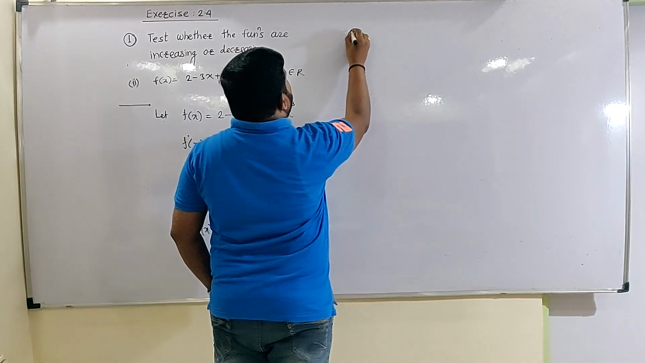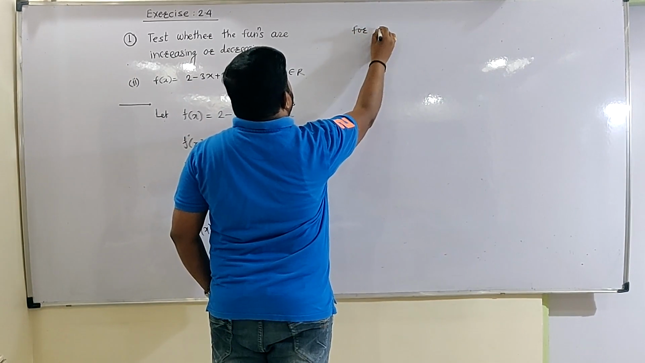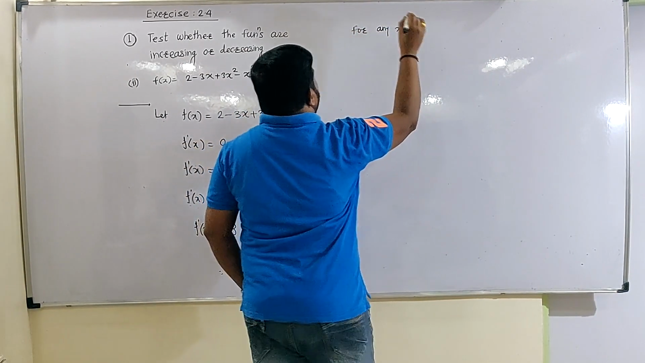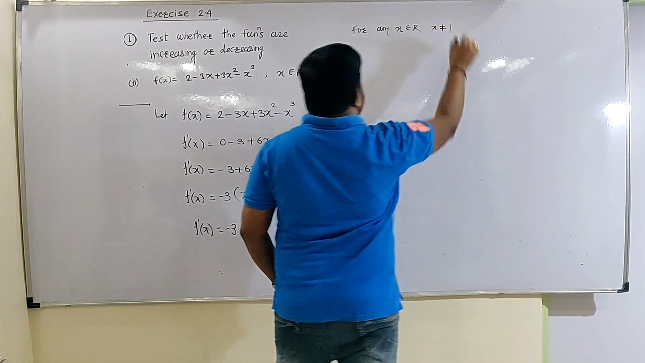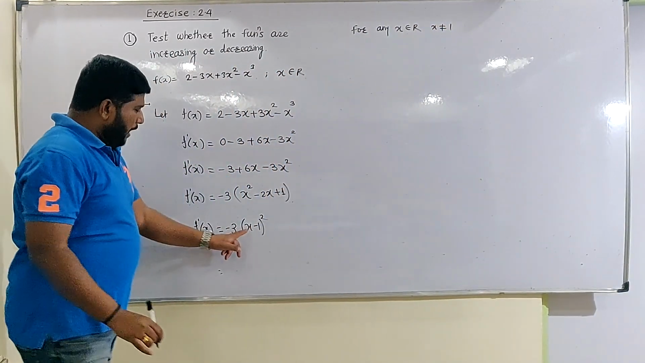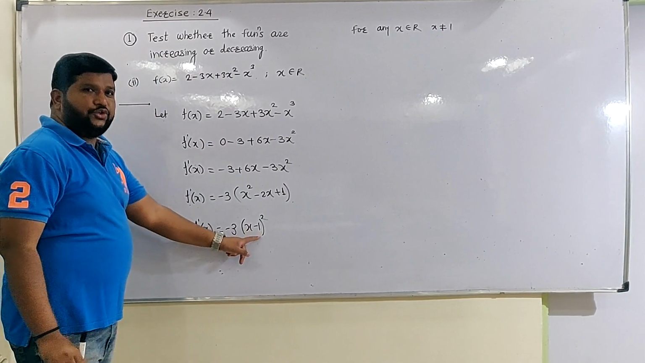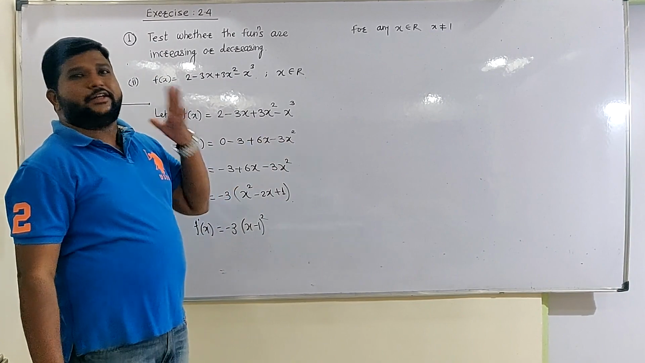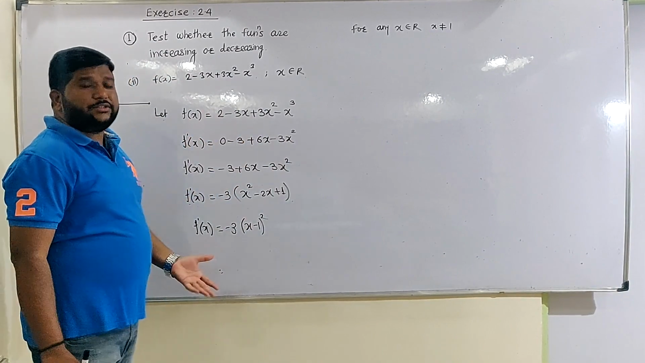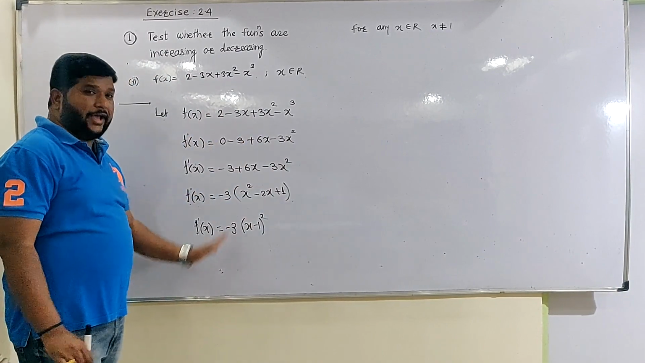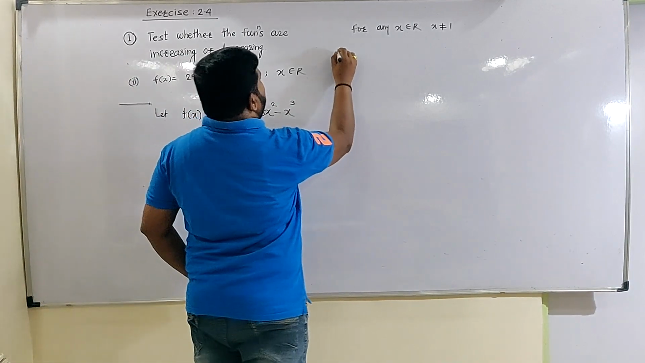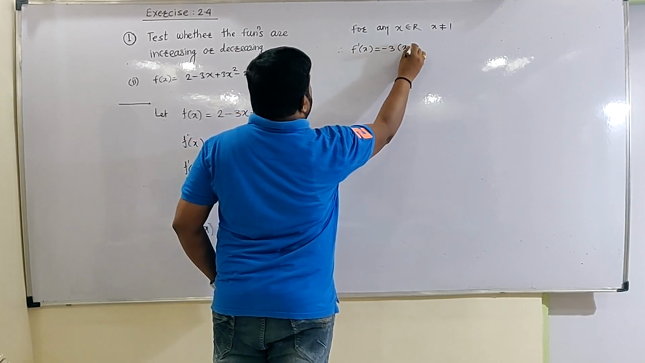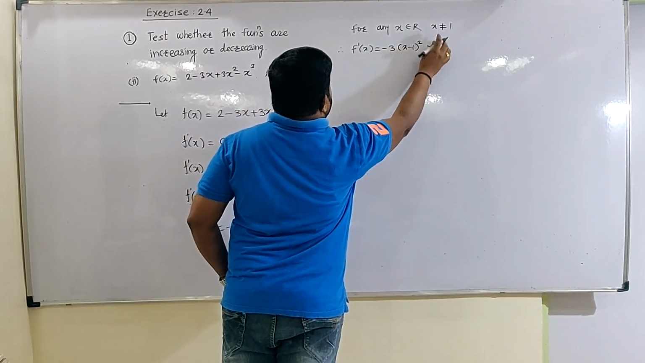So therefore for any x belongs to R except x is not equal to 1. 1 छोड़ के अगर 1 लिया तो 1 minus 1 कितना होगा? 0. 0 into minus 3 is 0. So the function is neither decreasing nor increasing. So function एक तो increasing होना चाहिए तो decreasing होना चाहिए अगर 0 नहीं आता तो. That's why therefore f dash of x, that is minus 3 into x minus 1 whole square is less than 0.